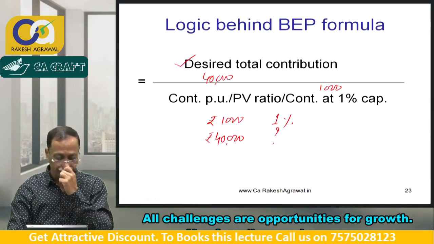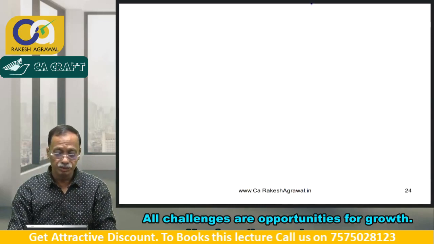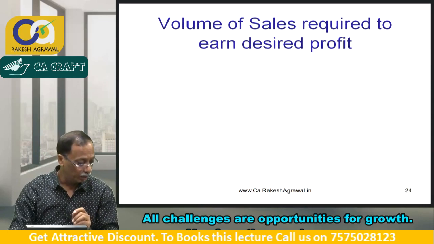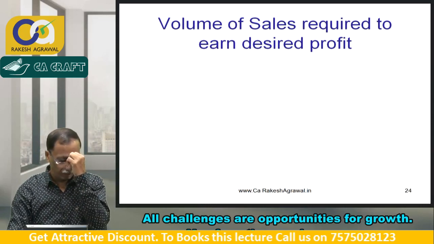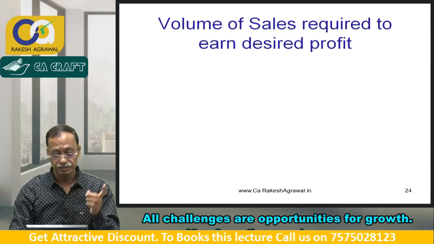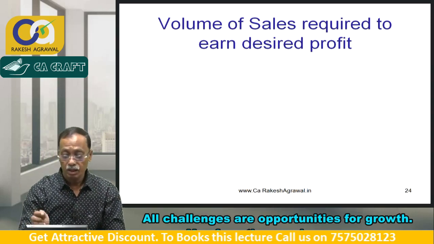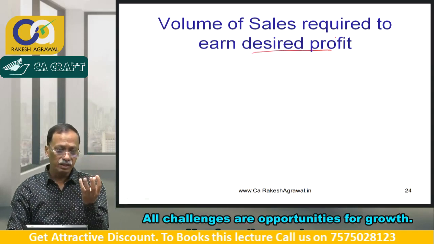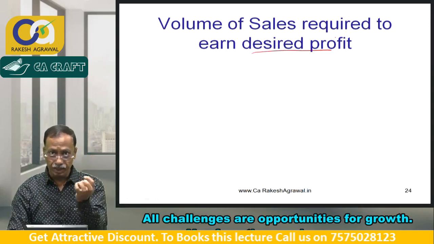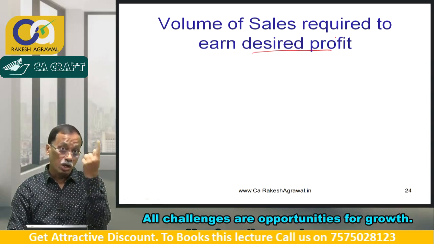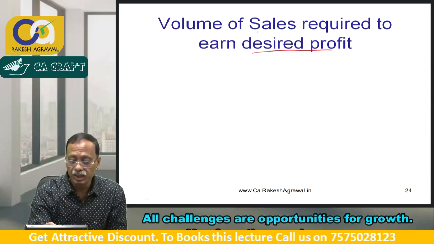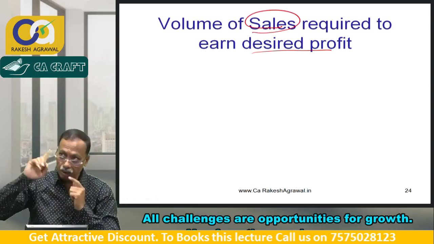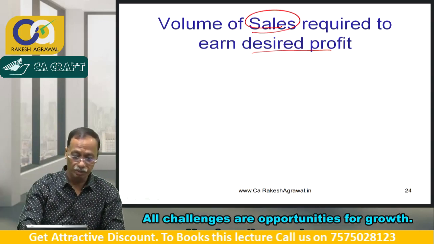We'll discuss remaining one. Now I am taking you to a formula of volume of sales required to earn desired profit. This is your formula number 9 in your printed notes. It means if in the question they tell you desired profit, means management desires to earn some amount of profit, and that amount of profit is given to you. To generate that much profit, how much sales volume we should generate?